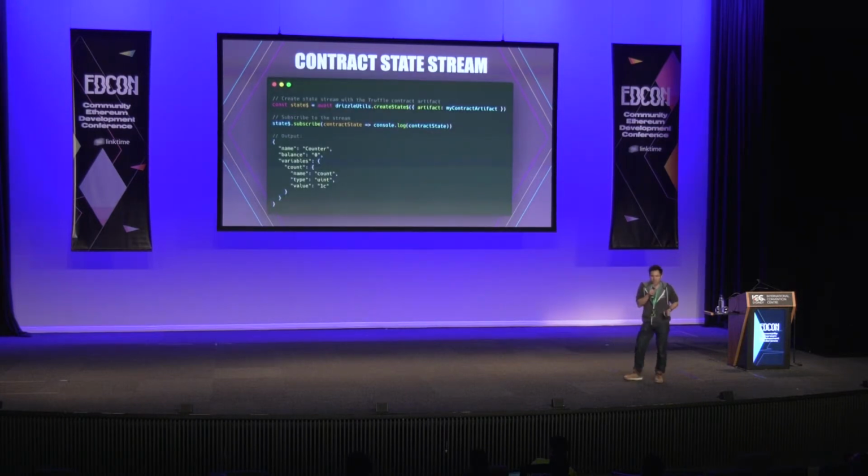And finally, the contract state stream. We want to create a state stream with the Truffle contract artifact, so we pass in the Truffle contract artifact, we call create state stream, and we get the state stream variable. Then subscribe to it, log it out, for example, or update your state. And what you're going to get is something like this. This particular JSON gives you the name of the contract, the balance on the contract, and also the variables on the contract as well. With mappings, it's a little bit more difficult because you need to know the keys, so we don't really support that fully yet. But for simple variables like this, I think it's very helpful to just have a dump of what's on the contract itself.